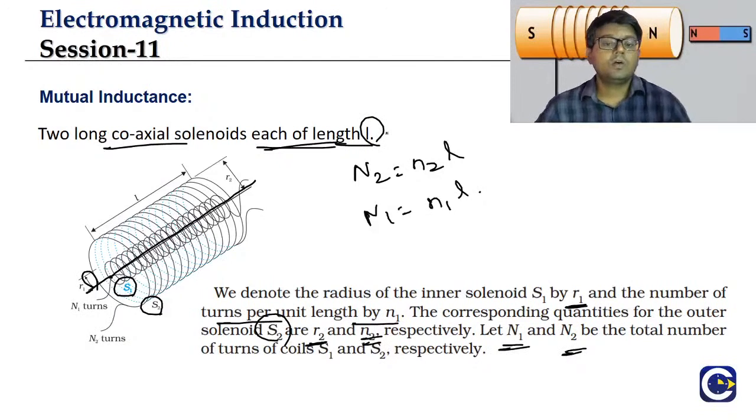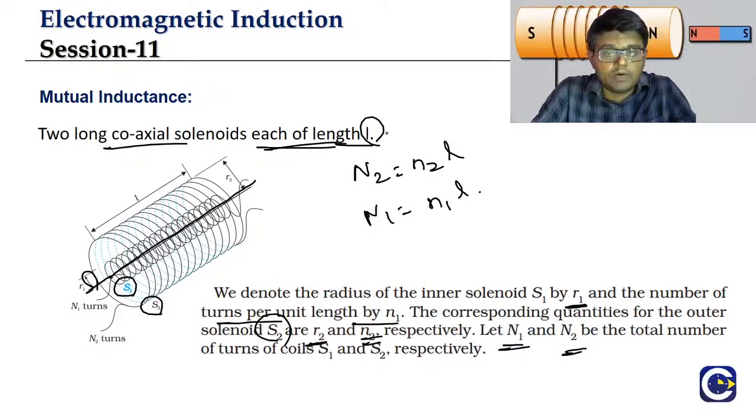So for this combination, two coaxial solenoids with the same length, we are going to talk about the mutual inductance. Mutual inductance can happen even if the two coils are outside one another, like one is here and another coil is there. These two can also create mutual inductance on one another. But our discussion begins with coils which are coaxial.